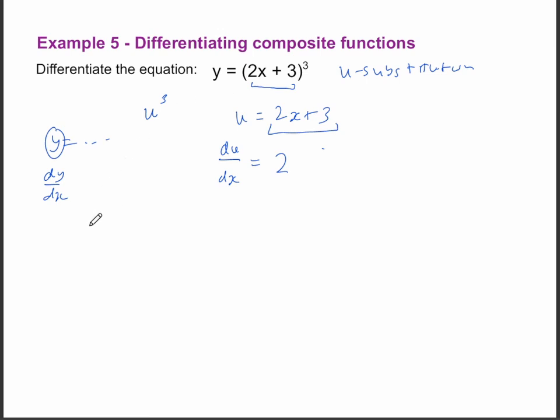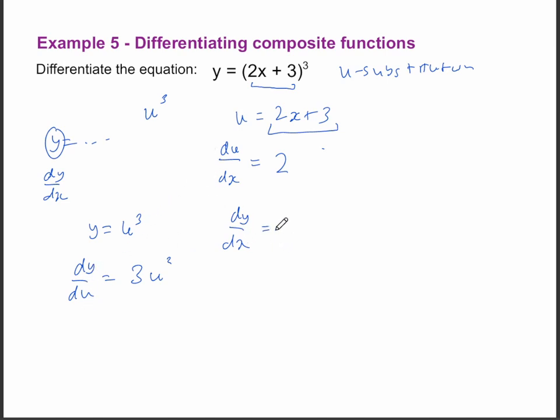On the other hand, we have that y is equal to u cubed. The derivative of this will be written as dy over du, because y is the dependent variable and u is the independent variable. And that will just be 3u squared. But what we wanted was dy over dx. But we got dy over du and du over dx.